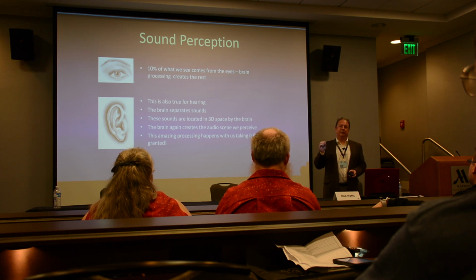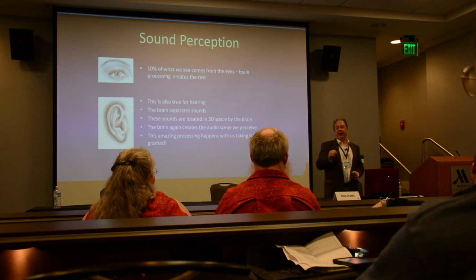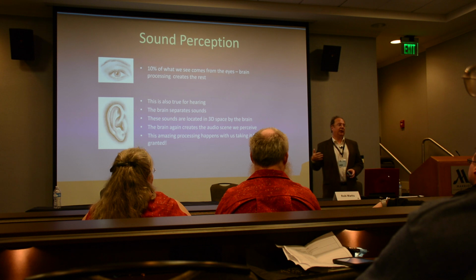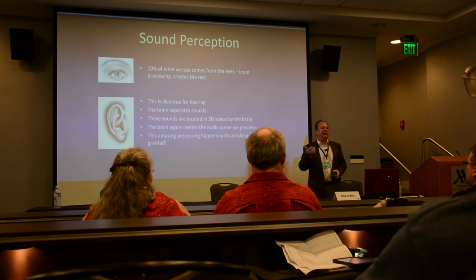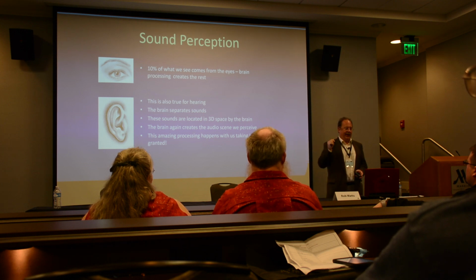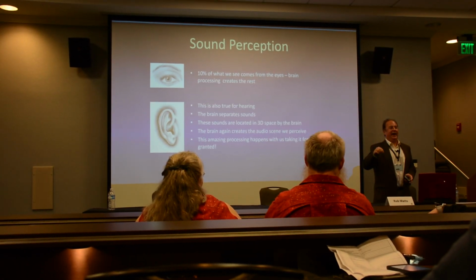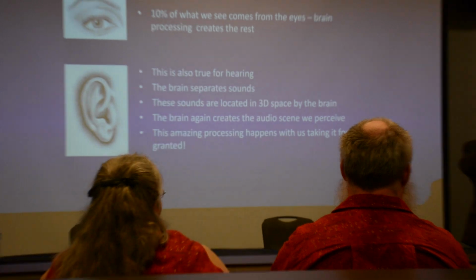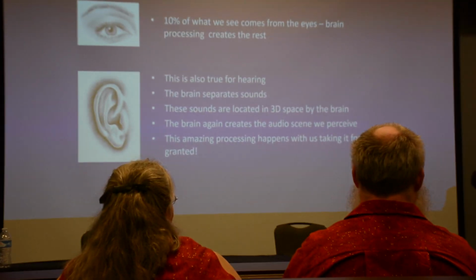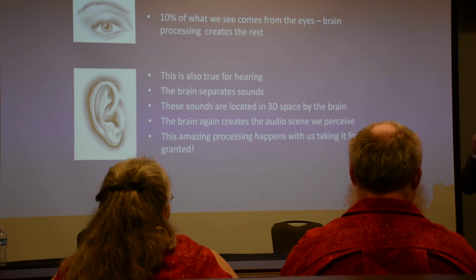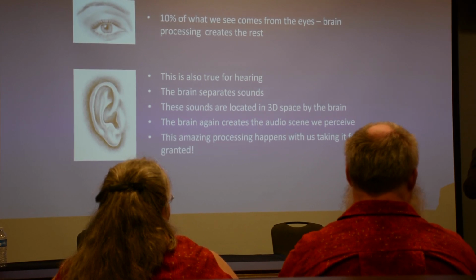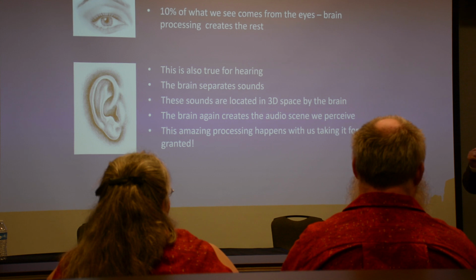This is also true about sound perception. What we hear is not the output from the ears, but the brain processing and interpreting what we're hearing. So the brain separates sounds out. It also locates sound in space and puts a placement tag onto that separated sound. The whole audio scene that we normally perceive is something that's completely created inside the brain. And this processing, we have absolutely no idea how the brain manages to do that.